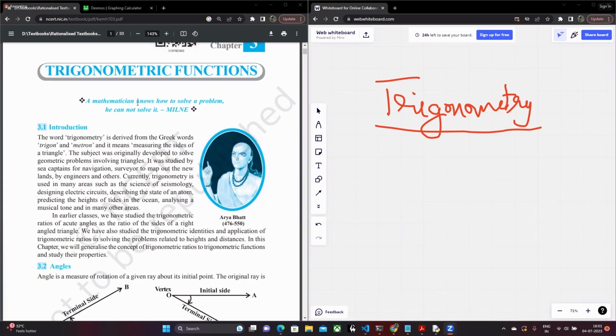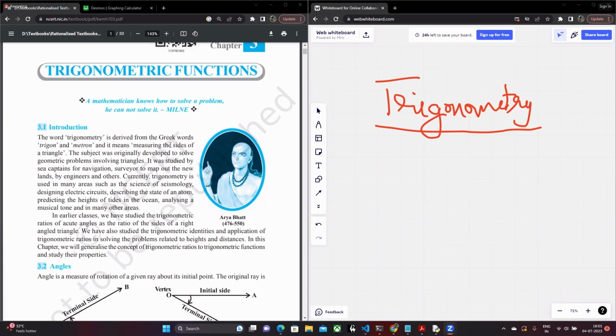And today we are going to be dealing with the chapter trigonometric functions. This is chapter 3 of class 11 maths, because I think there's another chapter in 12 with the same name. And this basically deals with a more advanced version of what trigonometry you learn in class 10.